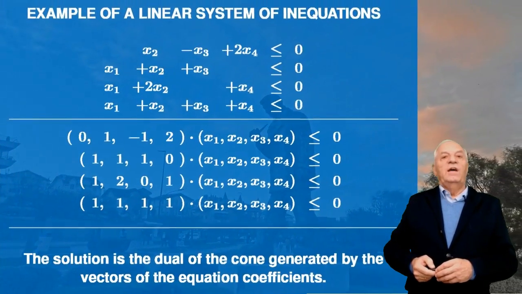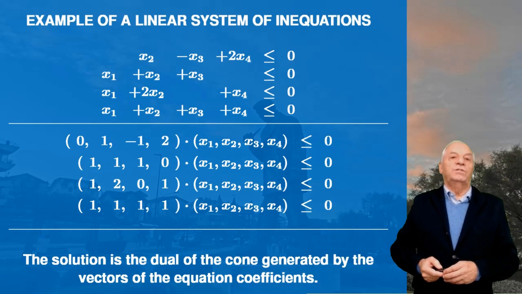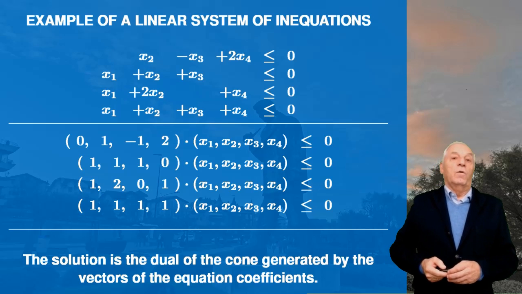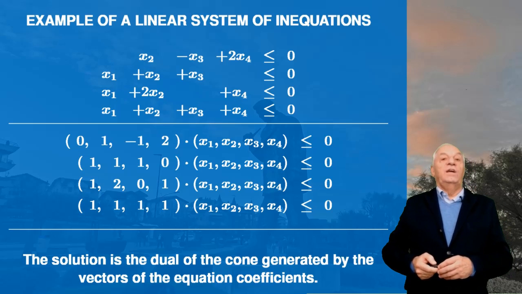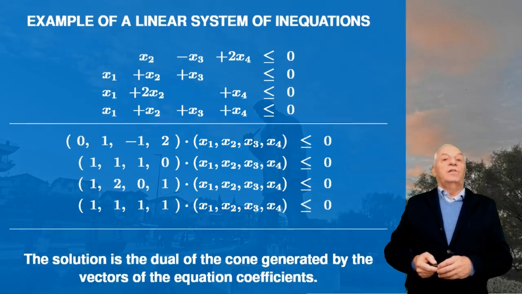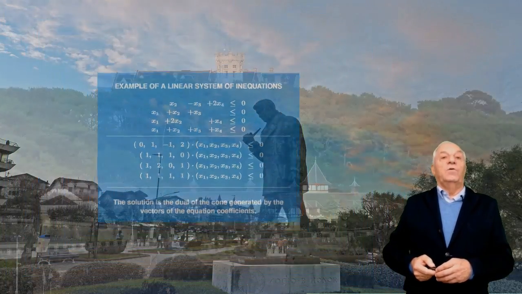The following slide shows an example of a homogeneous system of inequations written in the traditional form and in the proposed form, which allows us to say that the set of all solutions of the system is the dual cone of the cone generated by the vectors of the indicated matrix, which contains as columns the vectors of the coefficients of each inequation in the system.